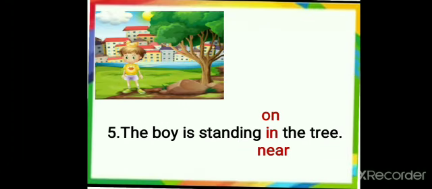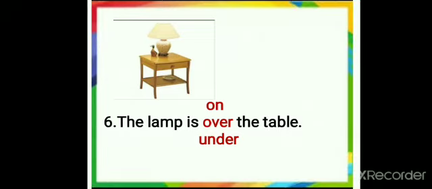The fifth sentence is, the boy is standing... Do you know which preposition we will use here? Yes, your answer is absolutely correct. The boy is standing near the tree. The lamp is... Which preposition will come here? The lamp is on the table.